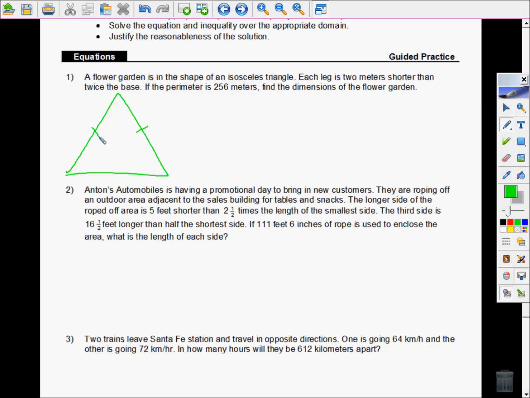All right, it says each leg is 2 meters shorter than twice the base. So this is my base, and each one of my legs equals 2b minus 2. Each leg equals 2b minus 2. Why? Each leg is 2 meters shorter than twice my base.